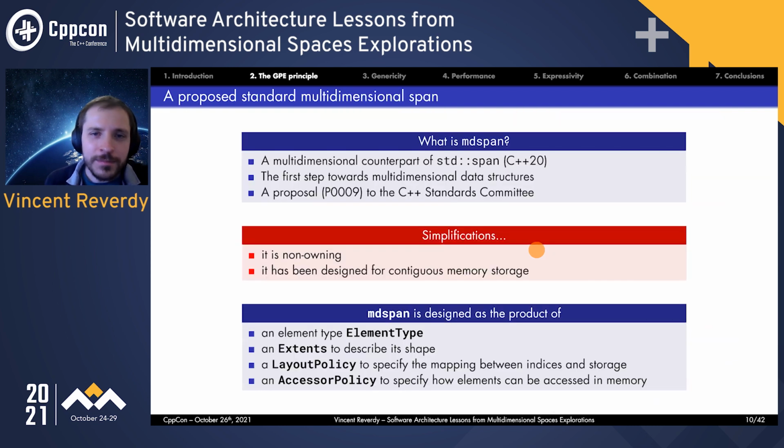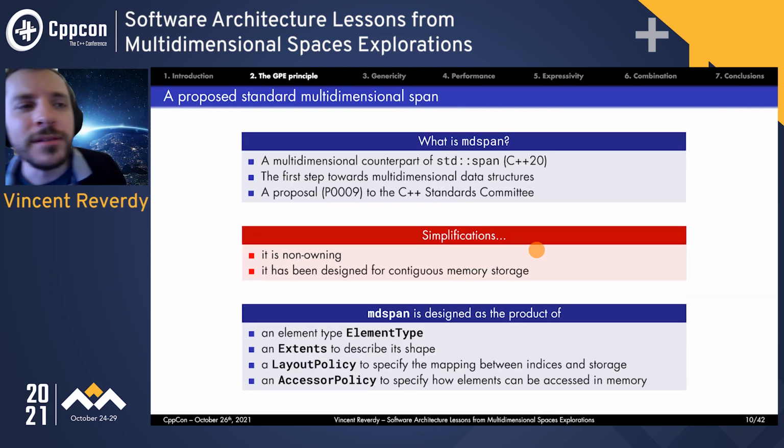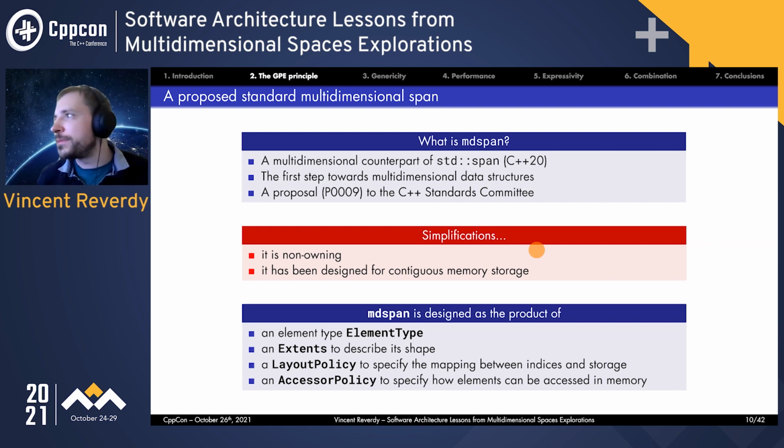To start with a concrete example, there is currently a proposal in the C++ standard about a multidimensional span, which is I would say the first step towards multidimensional structures. In C++20, there is a new structure called span, and for years, several people have been working on a proposal to the C++ committee to extend span to the multidimensional space.